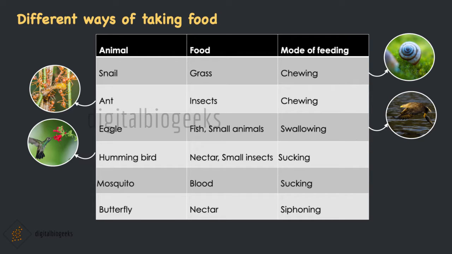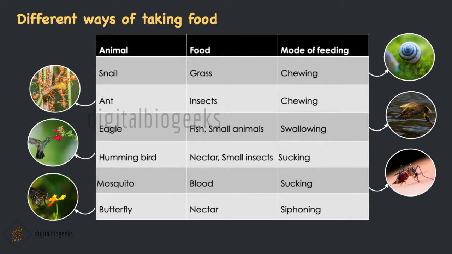Mosquito feeds on blood and the mode of feeding is sucking. Butterfly feeds on nectar from flowers and the mode of feeding is siphoning. Siphon is a tube used to take liquid upwards. Butterfly use siphon to feed on the nectar. Hence the mode of feeding is called siphoning.